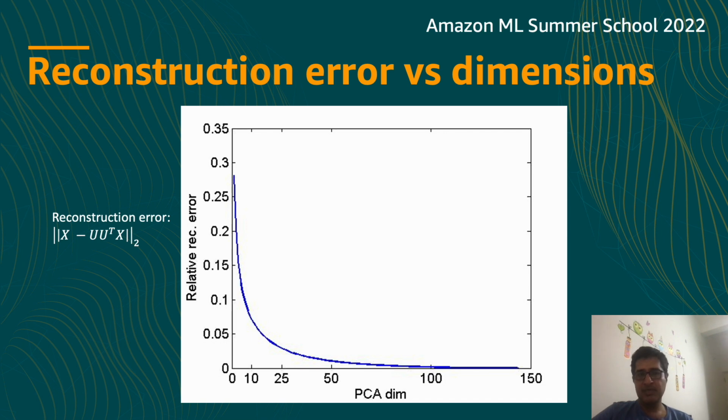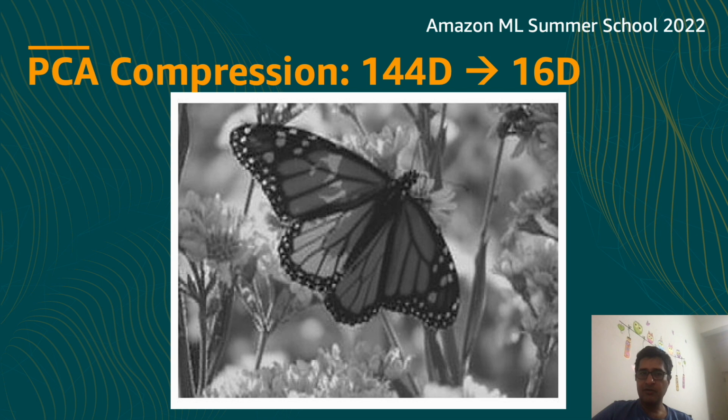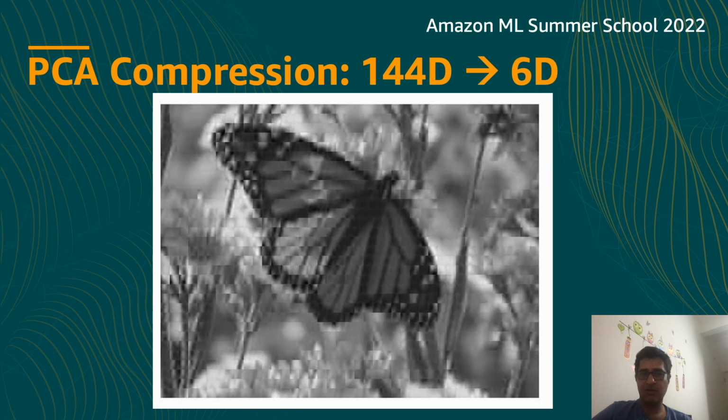Then as your PCA dimensions increase, once you increase it beyond 100, of course you have zero loss as such. But it is quite interesting to look at that even with only a few dimensions, which is 10, you are able to reconstruct this image quite well, actually. Right? So your 144 dimensional picture, once it's compressed to 60 dimensions itself, looks like this, and then further reduced to 16. The human eye can very easily figure out that this is still the picture of a butterfly. Even at a 6-dimensional image as such, it's quite understandable.